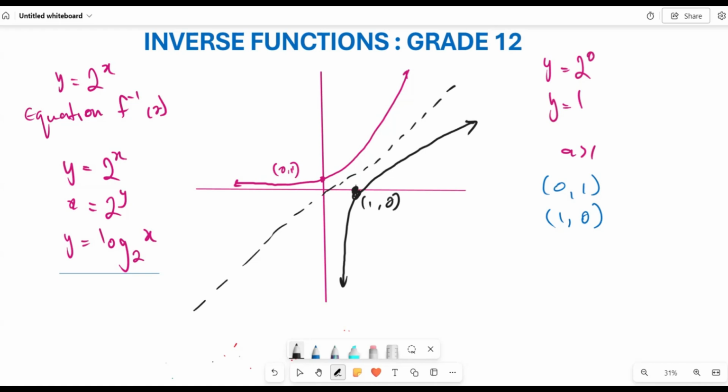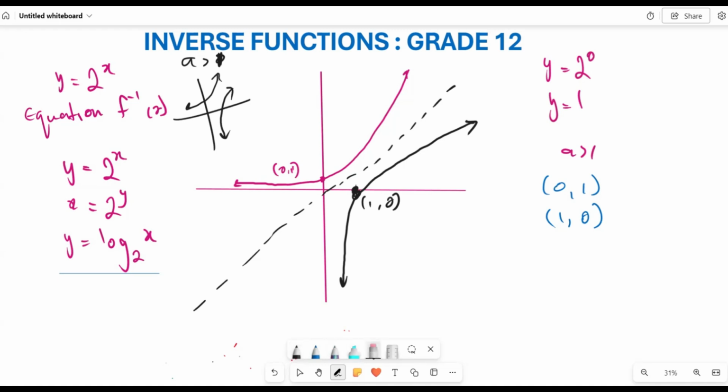I want you to take note of the inverse of this function where your a is greater than 1. If this was my original function, like this, the inverse will always be like this. It will always be like this when your a is greater than 1. Why am I saying 0? Where your a is greater than 1, right? Unless there are other things added, but it will always be something like this.